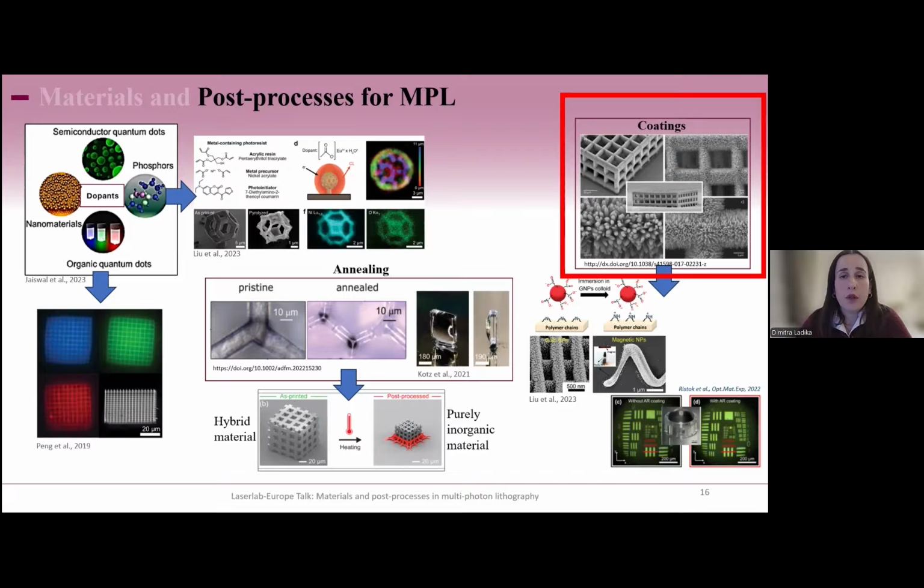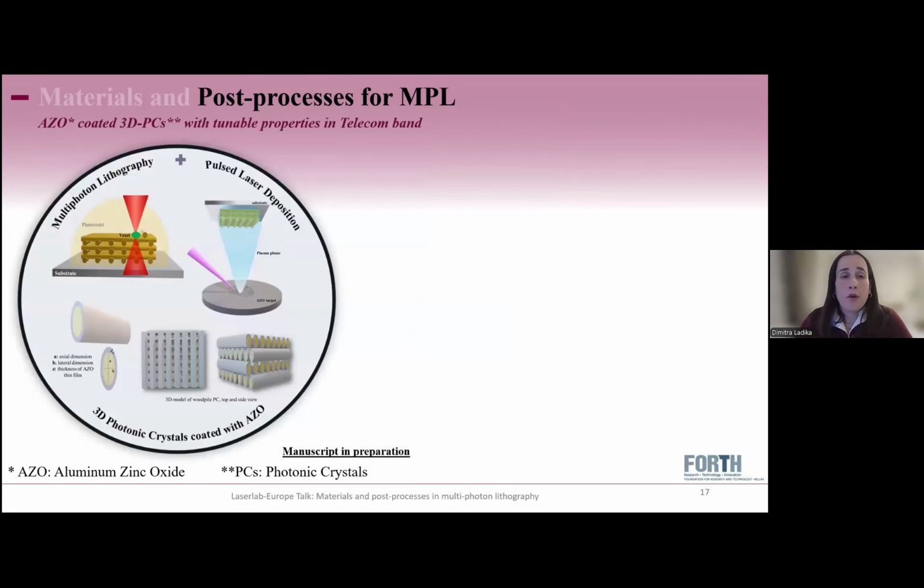So I will start with the post-process of coating, which is the oldest, and it's a project of ours between FORTH and LRC, running for the last 3-4 years, trying to understand what's happening. What we wanted to see is what happens if we move a material, specifically aluminum zinc oxide, that is usually used in 2 dimensions, into a 3D environment.